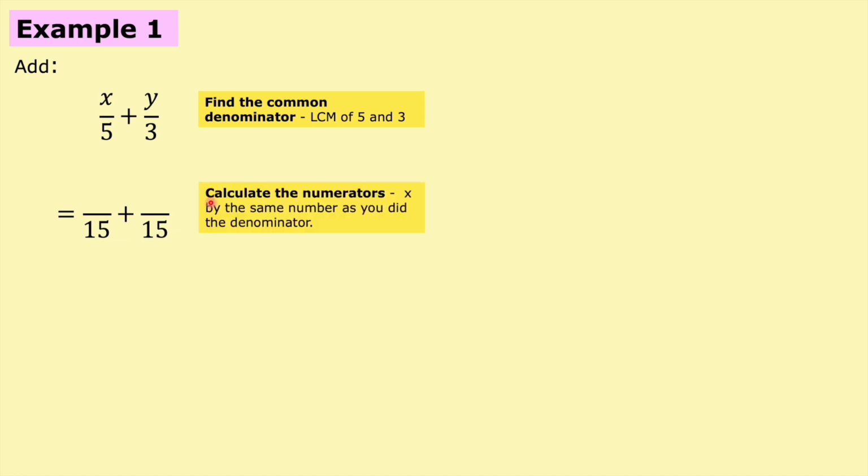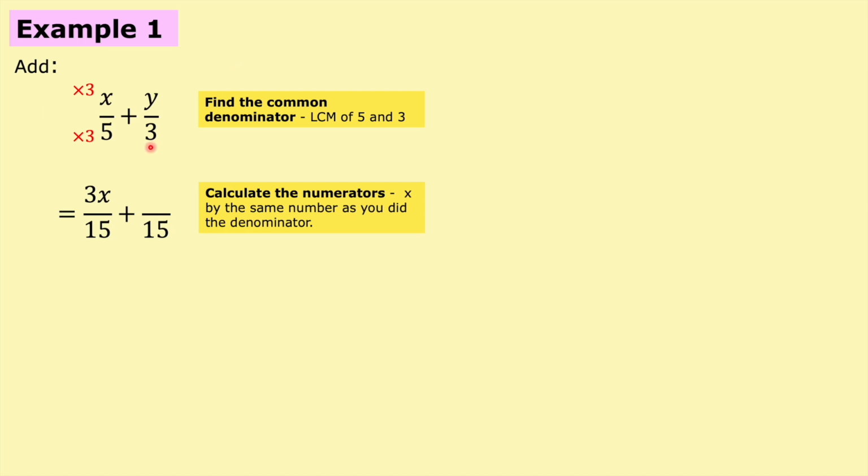And our next step is to calculate the numerators. So we need to figure out what numbers are now going to go on top of the fractions. We're going to multiply the x by the same number that we have multiplied the 5 by, and the y by the same number we have multiplied the 3 by. So looking at our first fraction, how have we changed that 5 to become 15? Well, we've times it by 3, so whatever we do to the bottom, we have to do to the top. So because 5 times 3 is 15, we need to times the x by 3 to get 3x on the top of our first fraction.